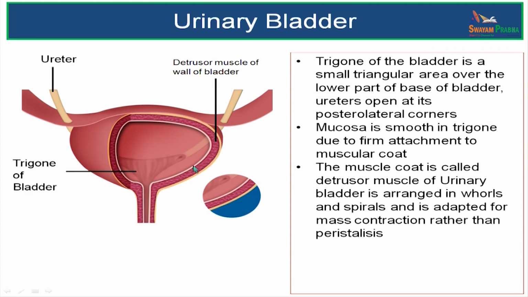The muscle coat of the bladder is called the detrusor muscle. How is it arranged? It is arranged in whorls and spirals. What is it for? It is adapted for mass contraction rather than peristalsis.